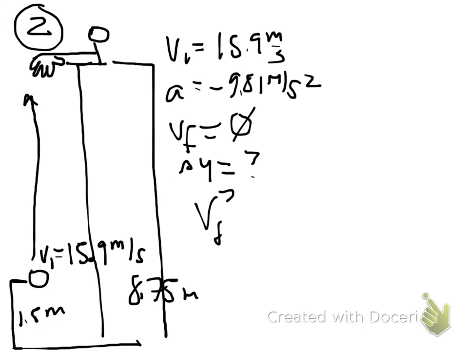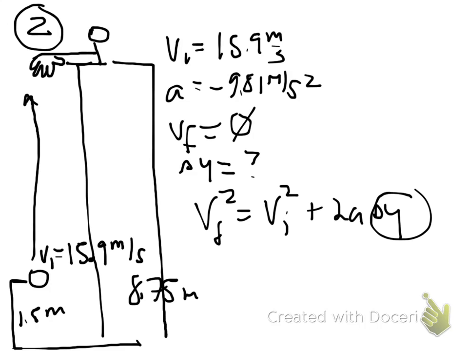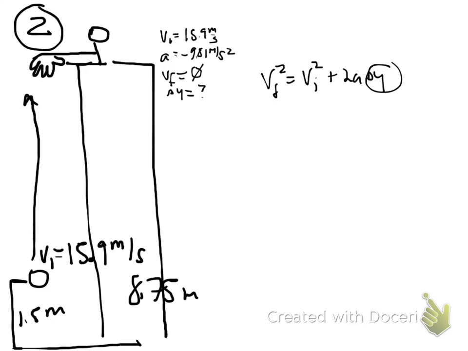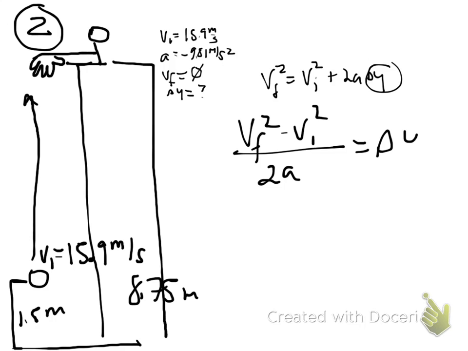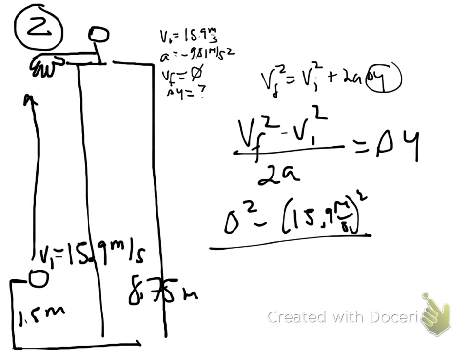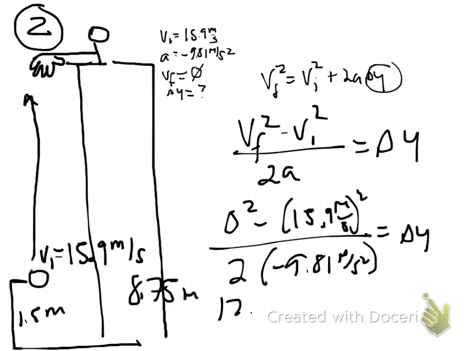This is a nice place to use VF squared equals VI squared plus 2A delta Y. So we rearrange to solve for delta Y. Okay, so if we rearrange it, we get VF squared minus VI squared divided by 2 times acceleration gives us delta Y. Well, that gives us 0 squared minus 15.9 meters per second squared over 2 times negative 9.81 meters per second squared equals delta Y. We get a delta Y of 12.885 meters.